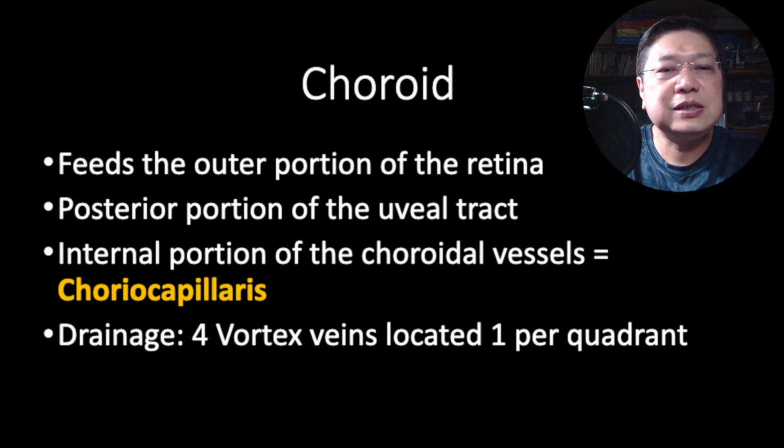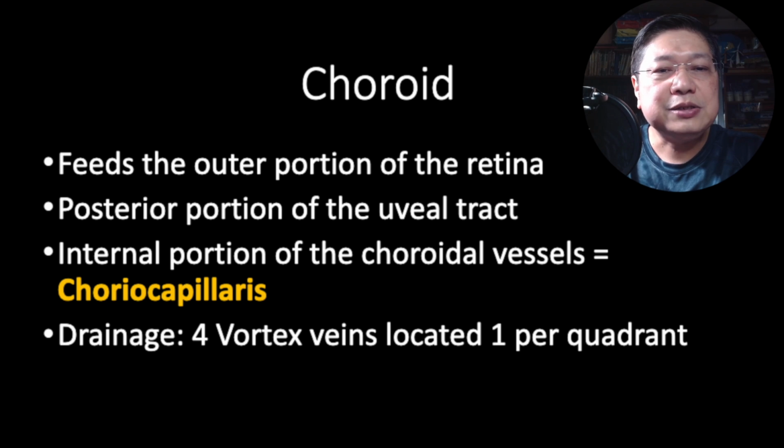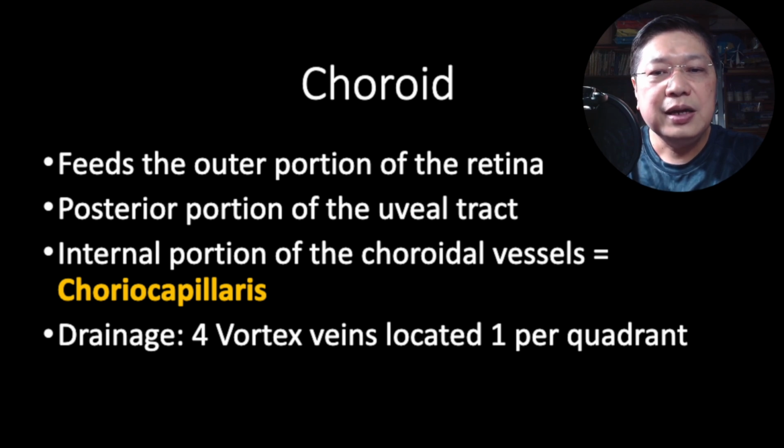Now, the next part would be the choroid, which is the one that's feeding the outer portion of the retina. It's the posterior portion of the uveal tract. The front part is the iris and the ciliary body. The internal portion of the choroidal vessels are called choriocapillaris. That's the area nearest the retina, and it's drained by one vortex vein per quadrant. So you'll actually have four of those. So you have four vortex veins, one per quadrant.